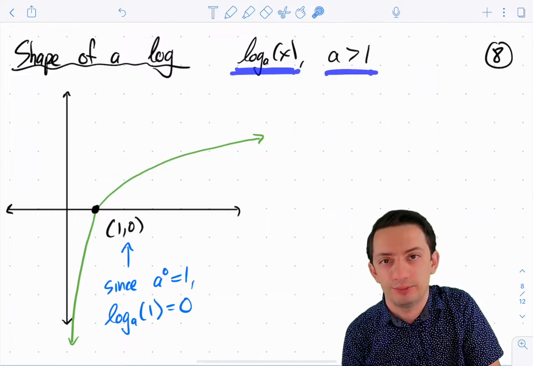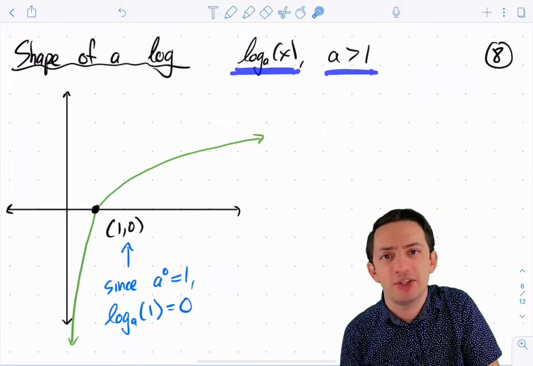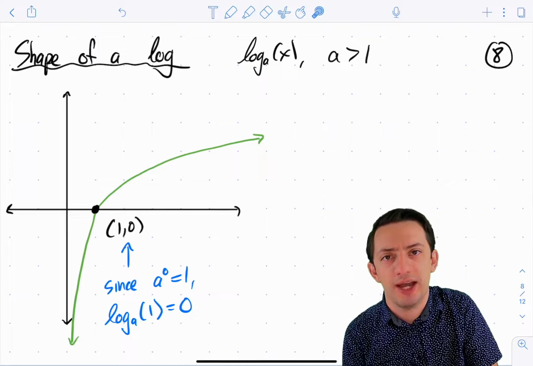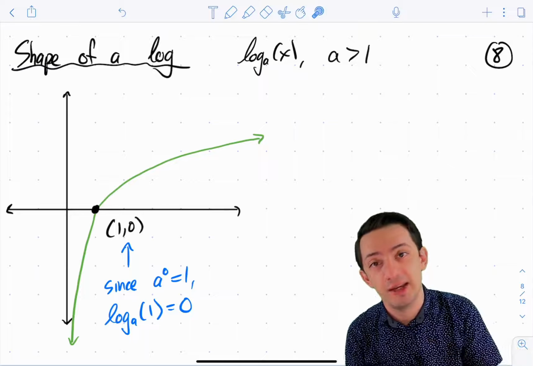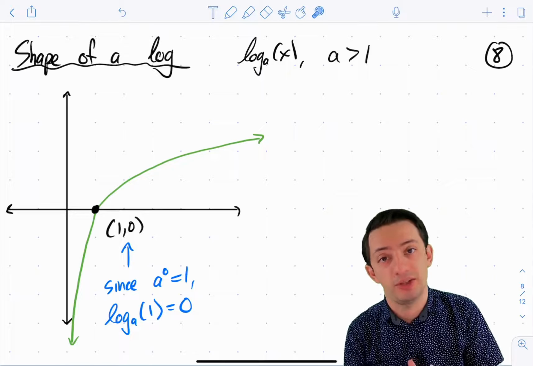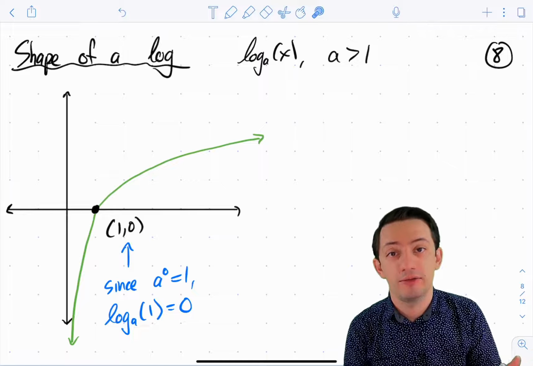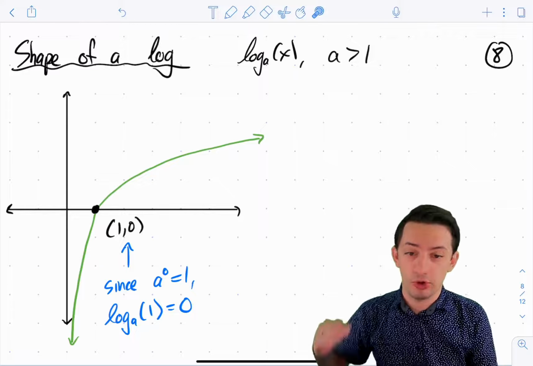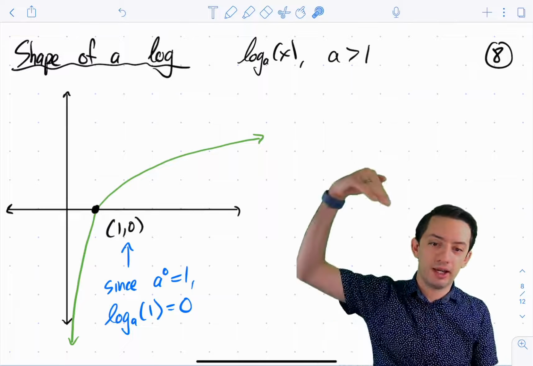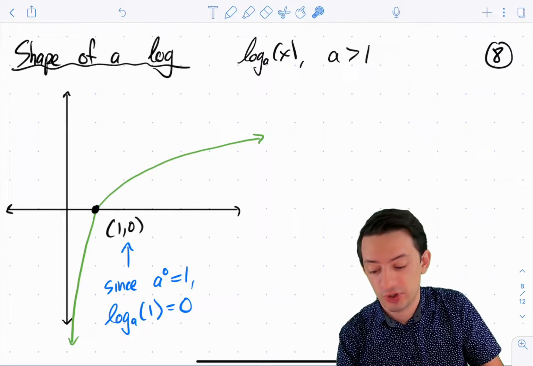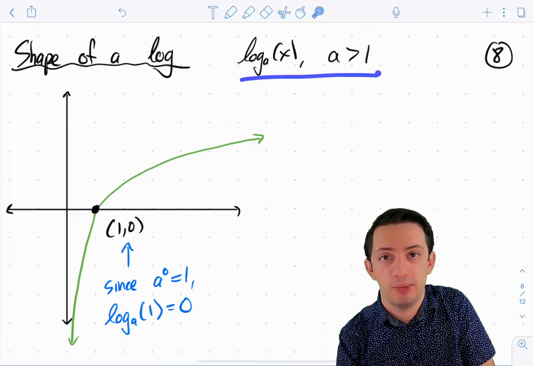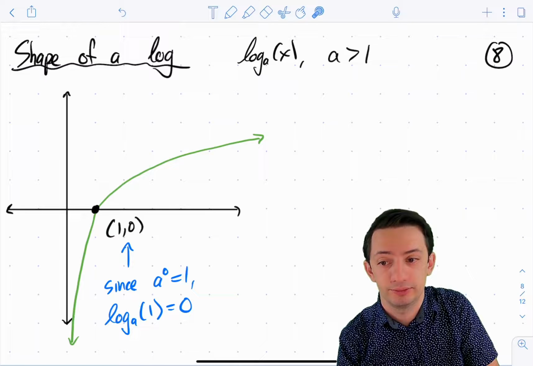when the base is greater than 1. Remember that when we're talking about exponentiation, we had two different versions. We had exponential growth when the base was greater than 1, and exponential decay when it was less than 1, between 0 and 1. And they had very different shapes. Exponential growth went up, exponential decay kind of went down closer and closer to 0. So it makes sense that the inverse function, the log, has very different shapes depending on a as well.